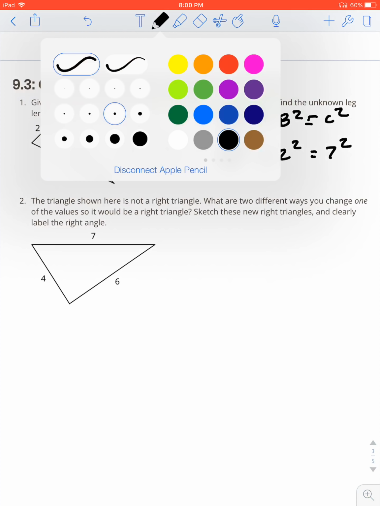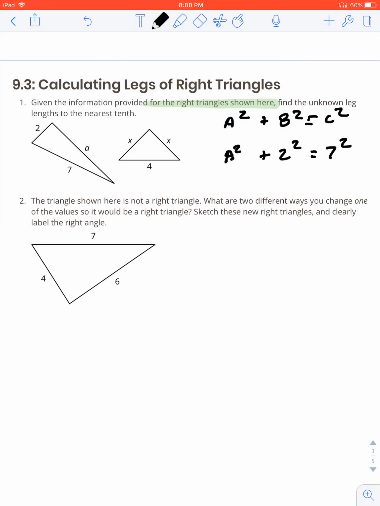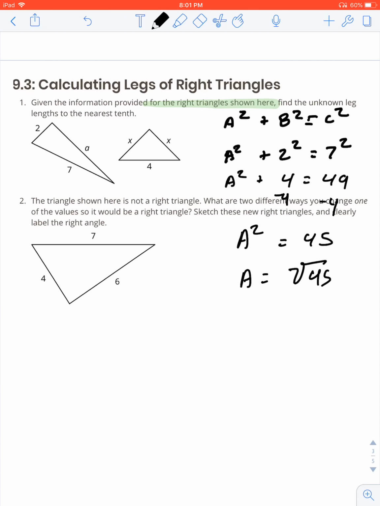So when we go through and further solve, we have a squared plus 4 equals 49. Then we subtract 4 from both sides, so a squared equals 45. If you remember from working with our triangles, what number, when I square it, gives me 45? That would be the square root of 45. So a is going to be the square root of 45.